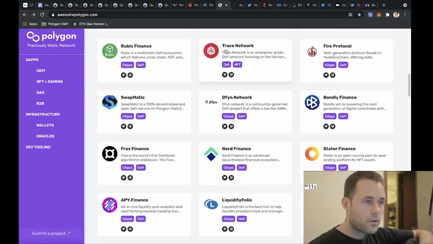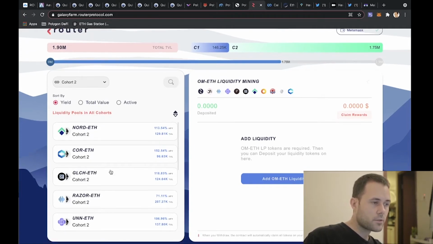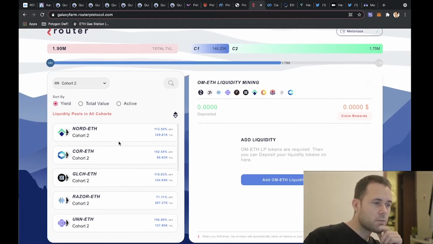So I'm still over here farming on Router. The TVL hasn't increased at all really, which has been a bit disappointing, and getting about 100% APY.